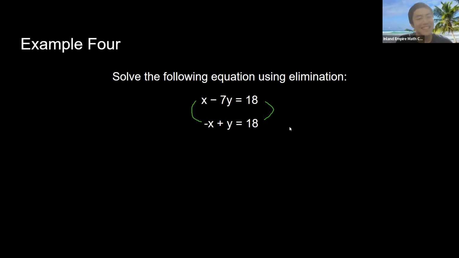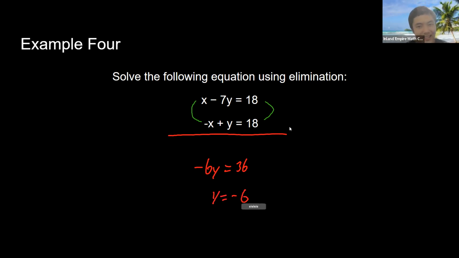Okay, now, it's a review for everyone. Again, you would get negative 6y equals 36, so y equals negative 6. As you can see, if you can use elimination, it's much easier than substitution, because you can just add or subtract the equations together and magically cancel out one of the variables. You don't even have to do any substituting, and you already have a single variable equation.